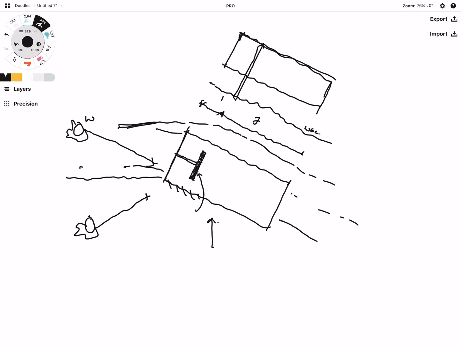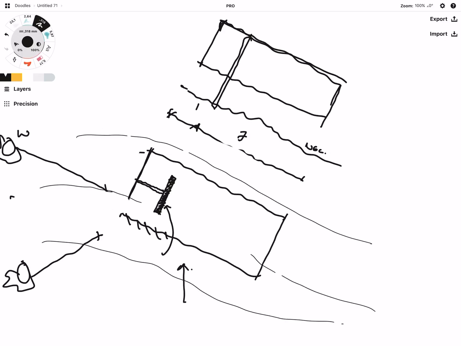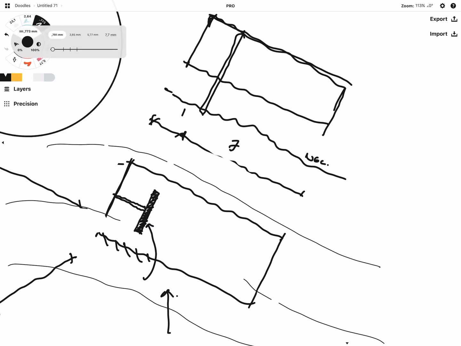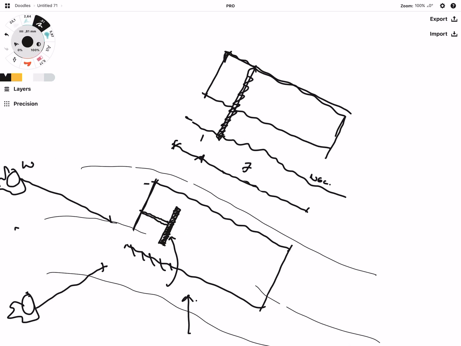Let's just delete some of these lines that don't look so good. That was my contours. This now becomes my structure. I can even take this further.